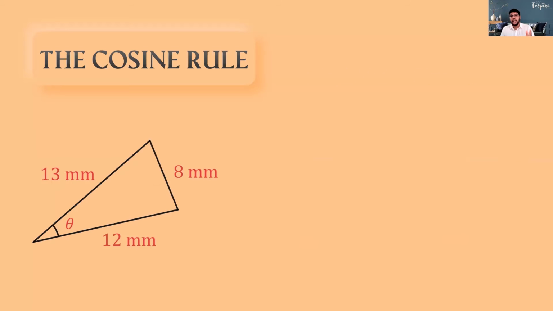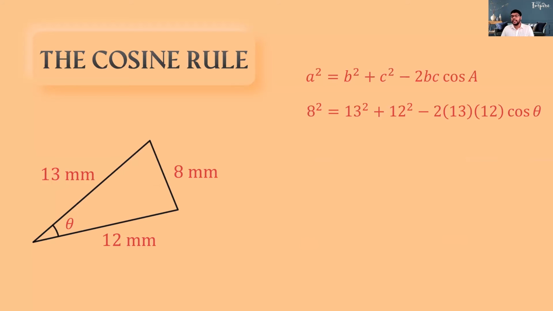So then children, again, I'm going to use this rule. I am going to take A as 8. Always children, if you're looking for an unknown angle, A should be the opposite length. So A is going to be 8. So I take 8 squared equals the other two sides, 13 squared plus 12 squared minus 2 times 13 times 12 cos theta, right? So B and C are 12 and 13 children.